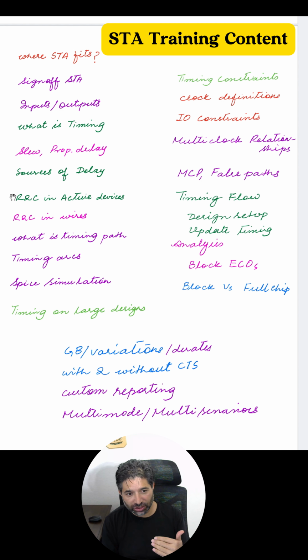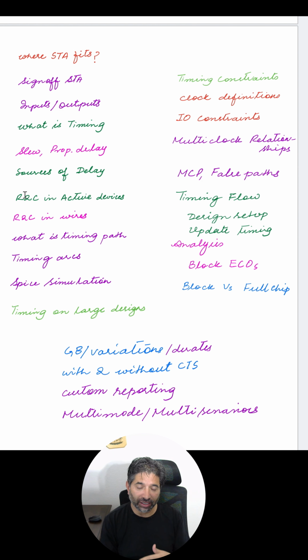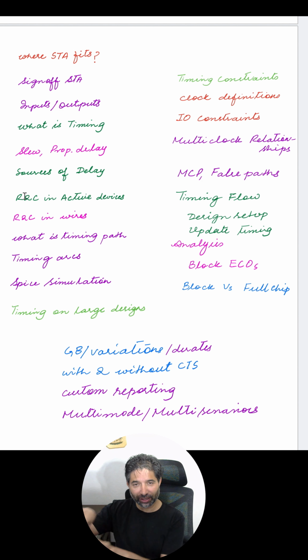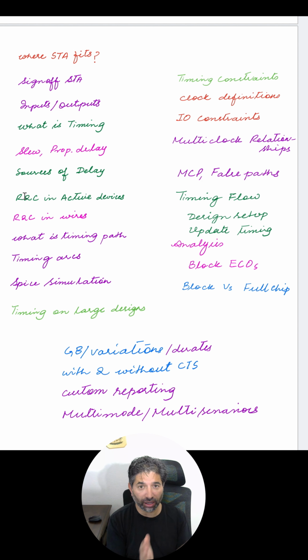Then resistance and capacitance, or RC, in active devices, transistors, inverters, because those concepts will be important for you to understand to apply them onto the gate. And then RC in wires. Okay, what is a timing path? What are timing arcs? We take a simple timing path and simulate it in SPICE, then understand different aspects of that. But what about large designs?